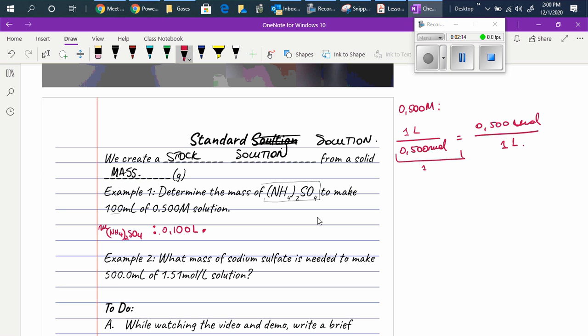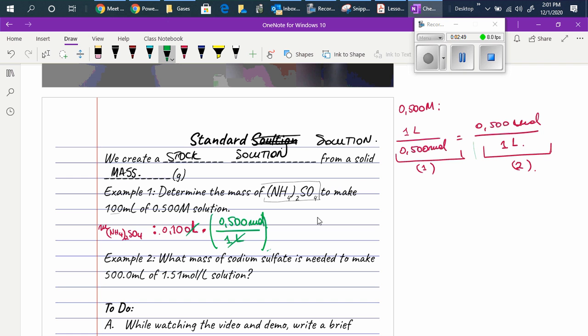So that means that we will have two ratios, ratio 1 and ratio 2. In order to cancel the liters that are in the numerator, we have to multiply by ratio 2. So we go 1 liter on the bottom, and on the top 0.500 moles. What do we have up to now? Liters and liters are canceled. What we have up to now is moles.